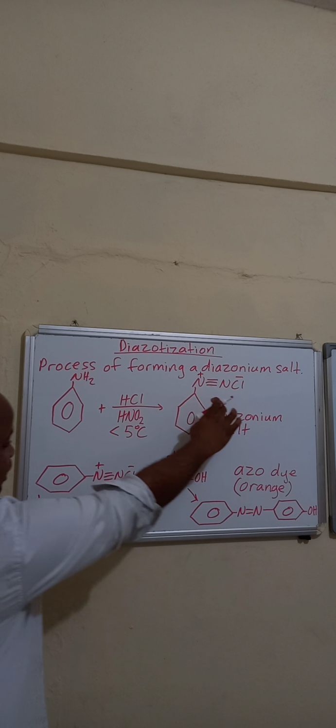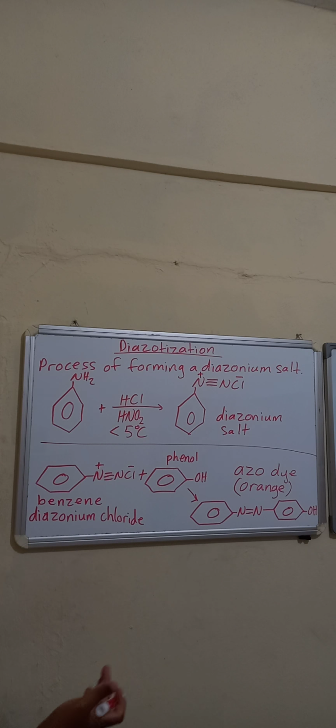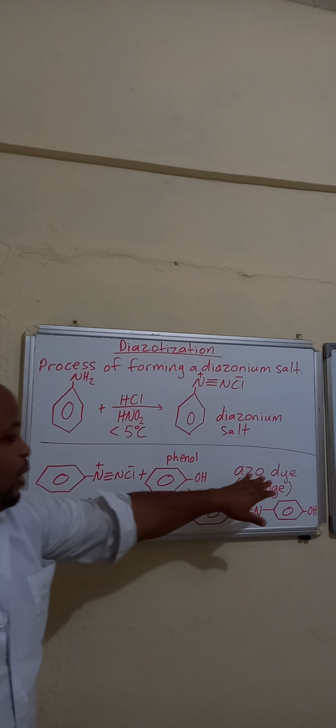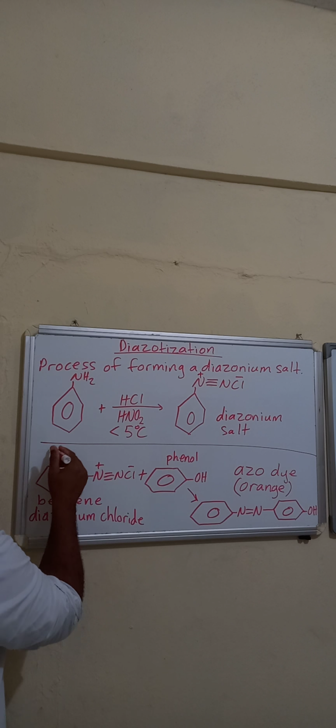So up here, this reaction is diazotization, in which you get a diazonium salt by reacting an amine with nitrous acid and hydrochloric acid. If you then react the salt with phenol, you will get a dye. That reaction is called coupling.